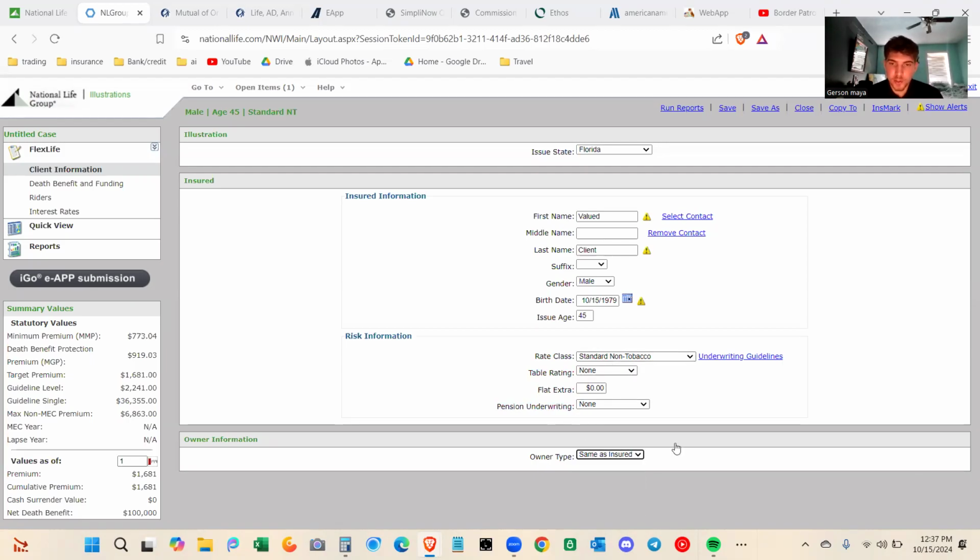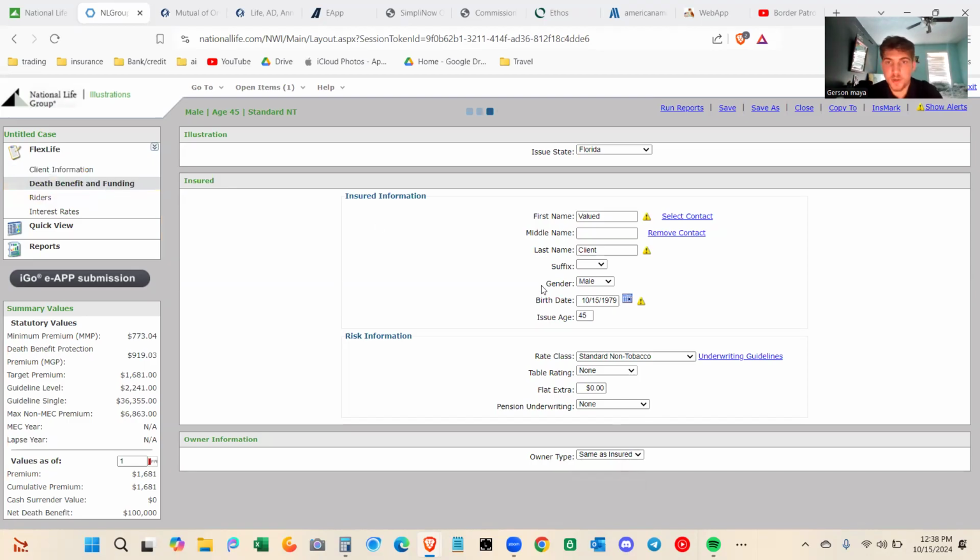Owner type. You're only going to mess with this if the owner's actually different. Like, is there going to be a different owner? This is going to be important when you're writing a children's policy, or for someone, let's say they don't qualify for the IUL, but it still makes sense for them to have an IUL in someone else's name. This is where you put the owner type. It could either be an LLC owns the policy, a trust can own the policy, or a different individual can own the policy. So that's where you'll mess with that.